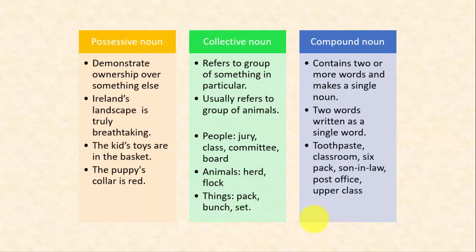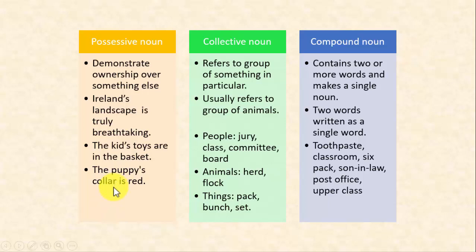Okay, next is possessive noun. Possessive relates to possession. Possession is actually ownership, or the feeling of owning property. Possessive nouns demonstrate ownership over something else. For example, Ireland's landscape is truly breathtaking. Second example, the kids' toys are in the basket. So the toys are actually the property of the kids. The puppy's collar is red. The red collar is actually the property of the puppy.